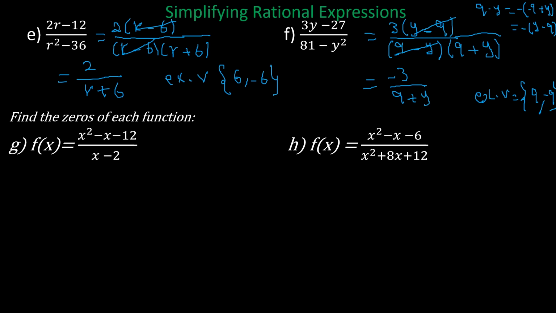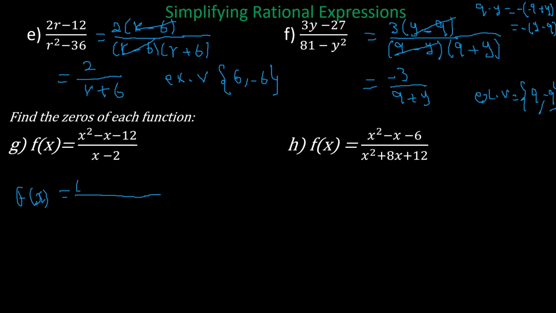Here he asked me to find the zeros of each function. What is the difference between the zeros and the excluded value? Zeros of the function will be taken from the numerator, not from the denominator like the excluded value. So we have to factorize and make everything like the previous examples. And then when we take the zeros, I will show you how to do it.